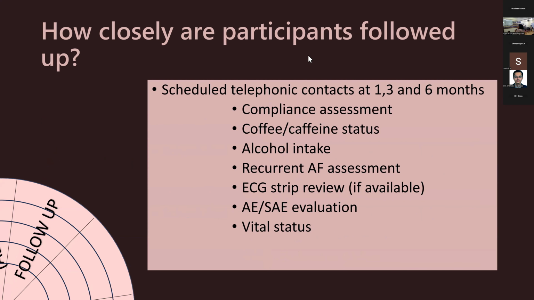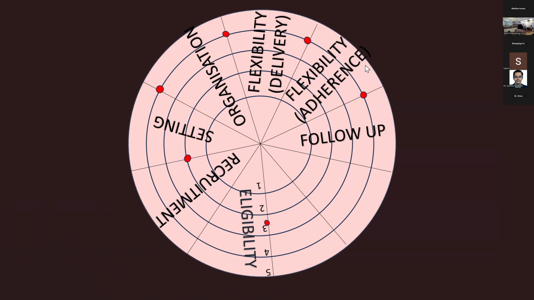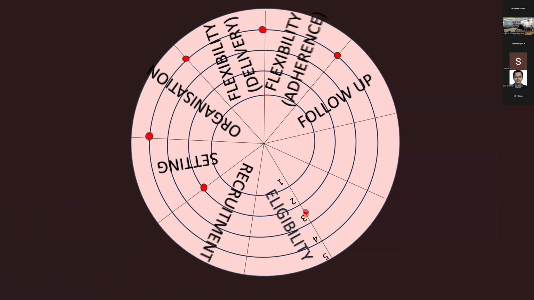How closely are our participants followed up? These are telephonic contacts at 1, 3, and 6 months. 1, 3, and 6 months were okay, but the mode of follow-up is looking more towards explanatory. So I've given a score of 4. So next we look at outcome.